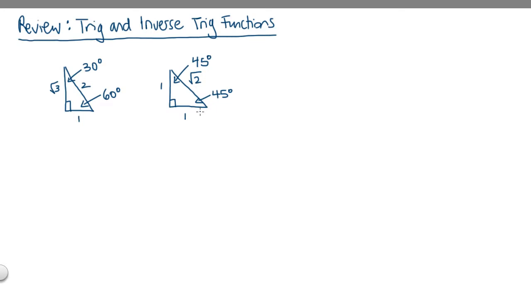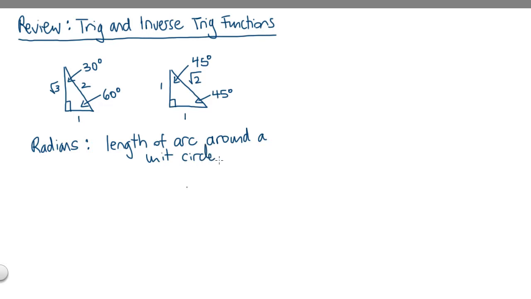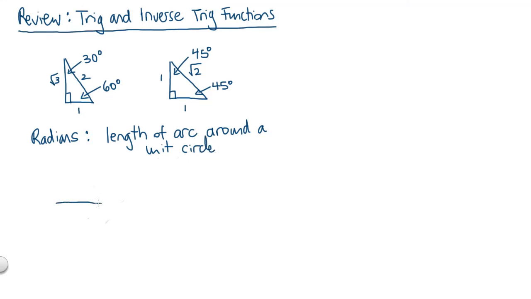Now in calculus, we'll use radians more often than degrees. So let's do a little recap here of radians. Radians measures the length of the arc around a unit circle. Let's draw a diagram here. Unit circle, that's just a fancy way of saying a circle of radius 1. So let's get a rough diagram going here. Okay, roughly circle there, radius 1.